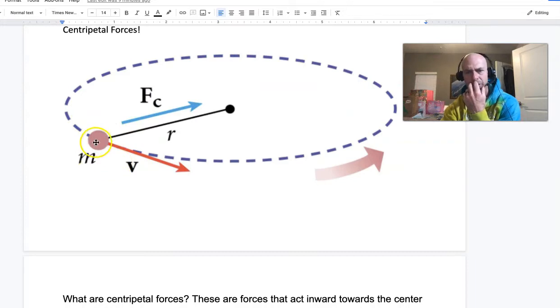Now, we call this a tangential velocity. It's just a forward velocity, but it's always tangential to the circular path. Tangential means basically it hugs that line and goes forward. Notice that these two vectors in circular motion are always at right angles, or they're perpendicular to each other.